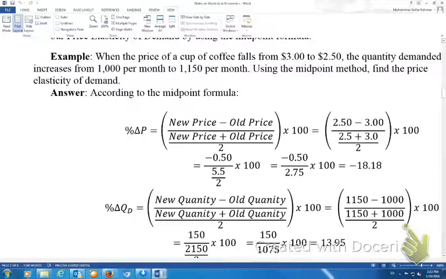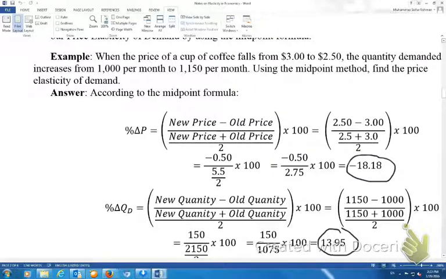So when you do the calculation at the end, you are going to find that the percentage change in price is minus 18.18. Similarly, when you plug in the numbers, you're going to find that the percentage change in quantity demanded is 13.95.